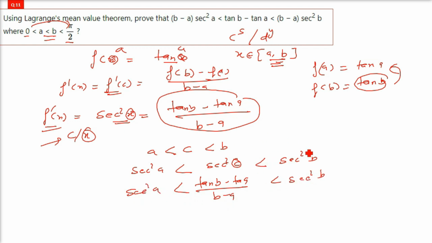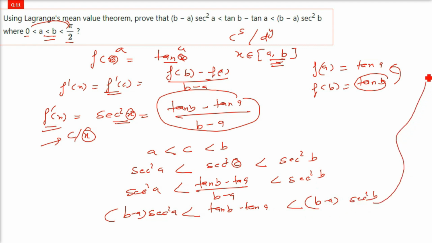So I hope you are getting the point now. The solution is shaping up. Multiply b minus a everywhere. So b minus a into sec square a, tan b minus tan a, and here you have b minus a into sec square b. So these two, are they matching? Yes. That is what you were to prove.